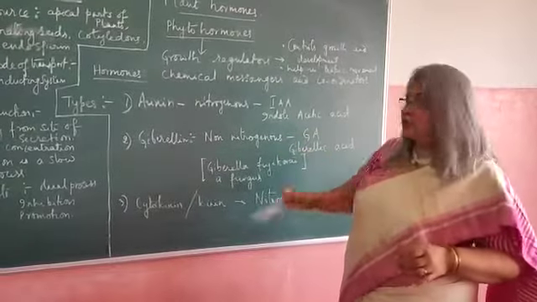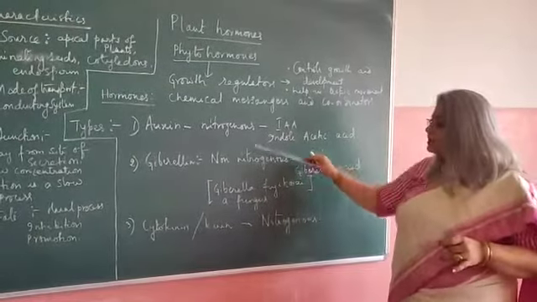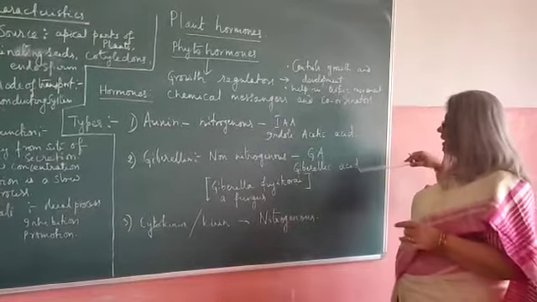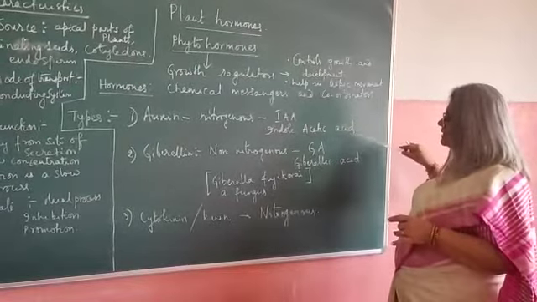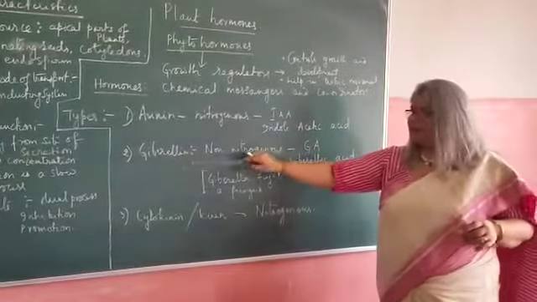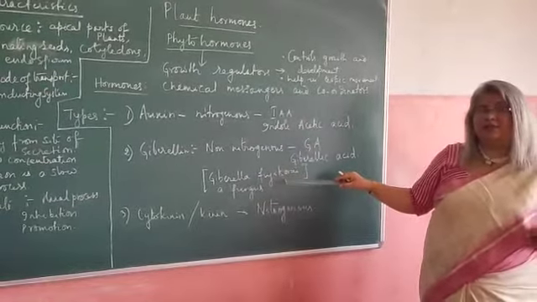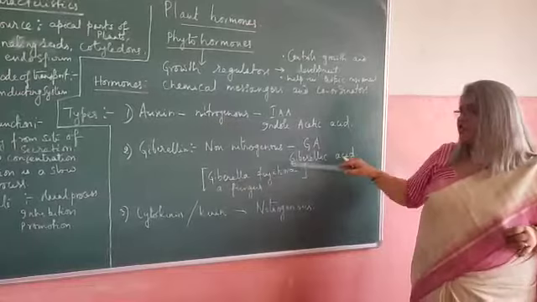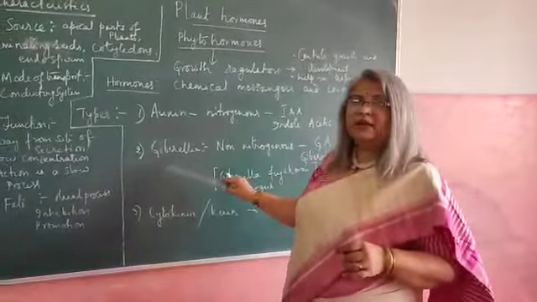Coming to the next hormone, gibberellin, it is non-nitrogenous. That means it does not contain the principal element nitrogen. It is called gibberellic acid. These are the short forms: IAA for indole acetic acid, GA for gibberellic acid. Now, why is it named gibberellin? It was actually found in a kind of fungus, a non-green plant named Gibberella fujikuroi. That is why the extract is termed gibberellin.